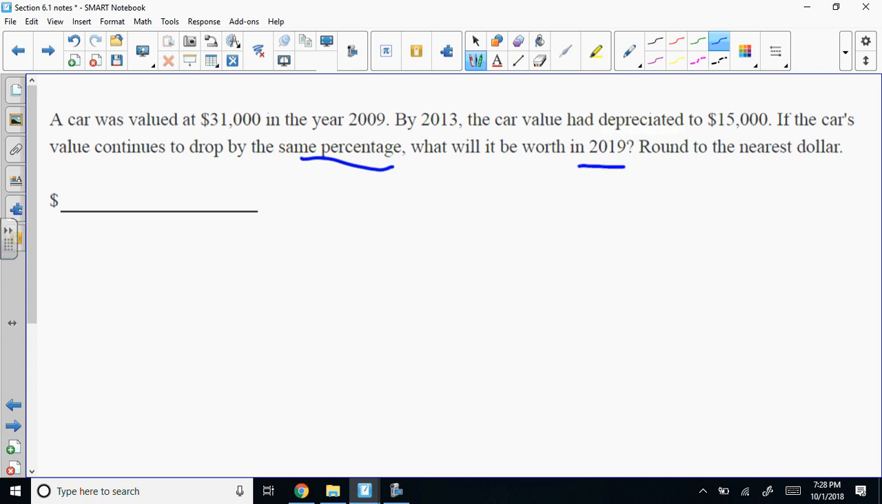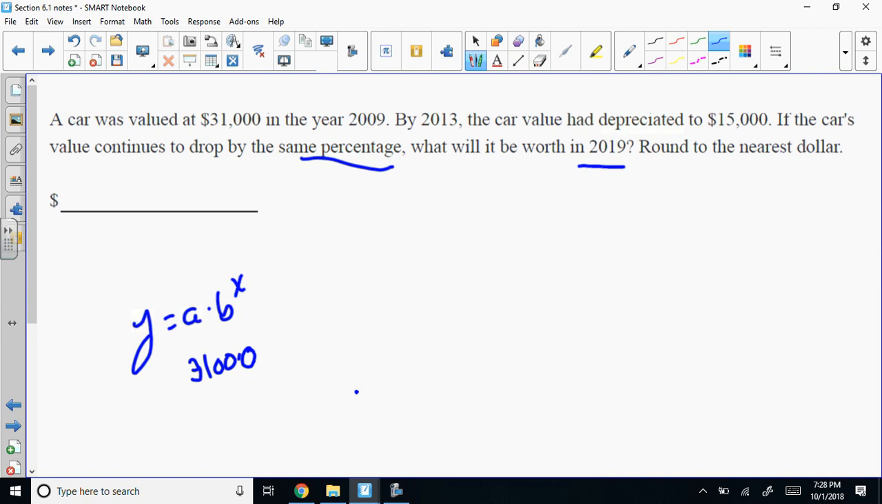So first off, we got to write an equation, right? I mean, it'd be helpful. A times B to the X, right? Well, we know what A is, right? Yeah, it's 31,000. In the beginning, the car was 31,000. Now, by 2013, it depreciated to 15,000.